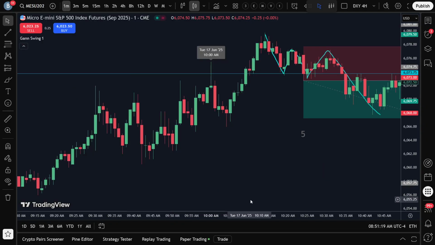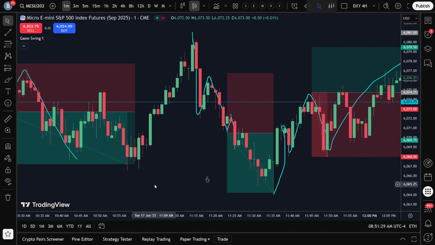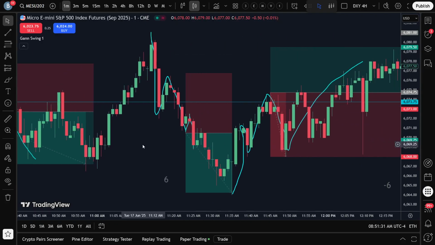Tuesday. Move down, first swing, second swing, entry at 5 points. Here's another one of those scenarios where the first swing is a little bit bigger than the second, so you can definitely put your stop there instead of way up here. That's 6 points.